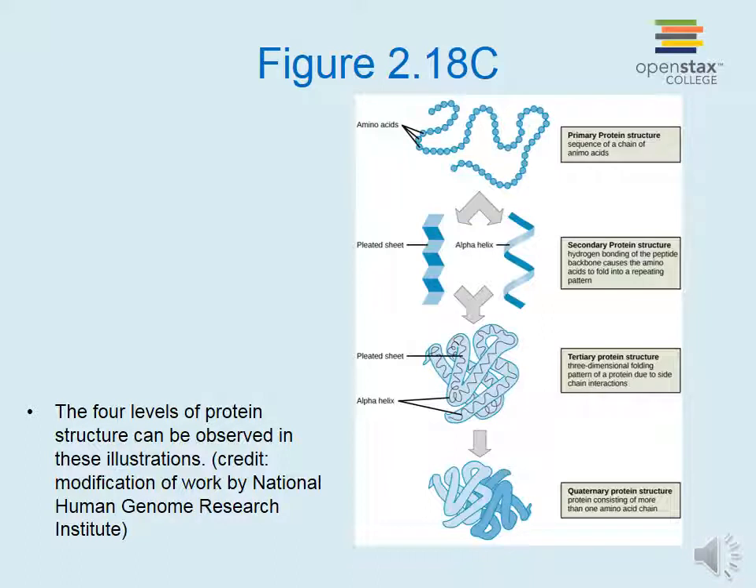The 4 levels of protein structure can be observed in these illustrations. Primary protein structure is the sequence of a chain of amino acids. Secondary protein structure results from hydrogen bonding of the peptide backbone. Tertiary protein structure is 3-dimensional folding due to side chain or variable group interactions, while quaternary protein structure is a protein consisting of more than one amino acid chain. An example of a protein that has quaternary structure would be hemoglobin that binds to red blood cells to carry oxygen.